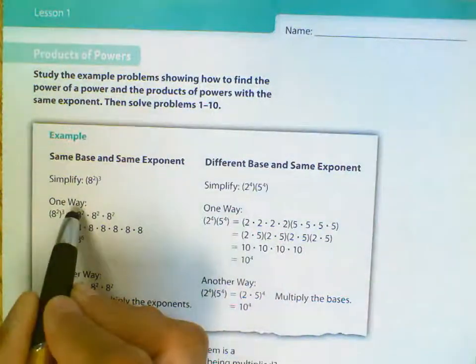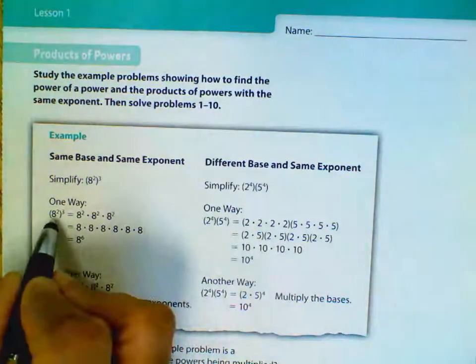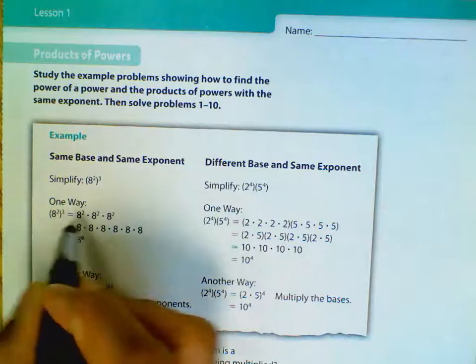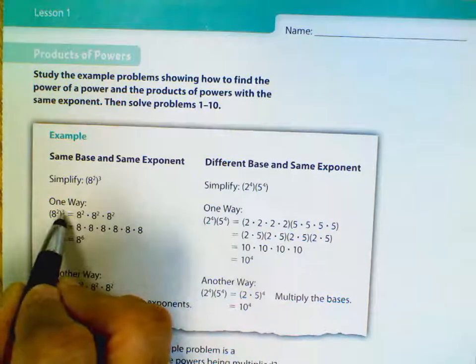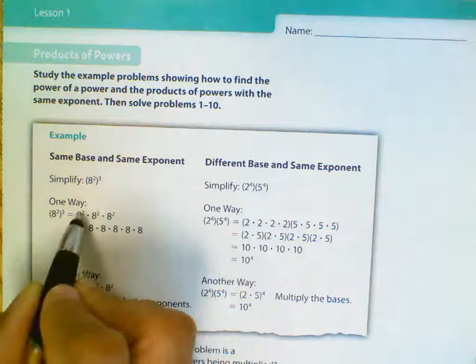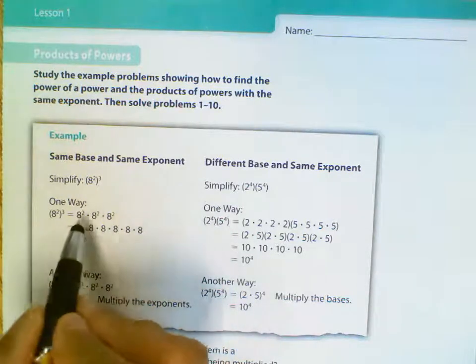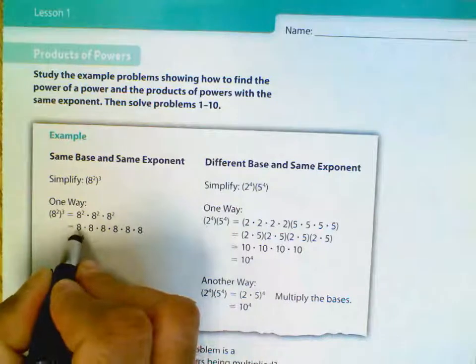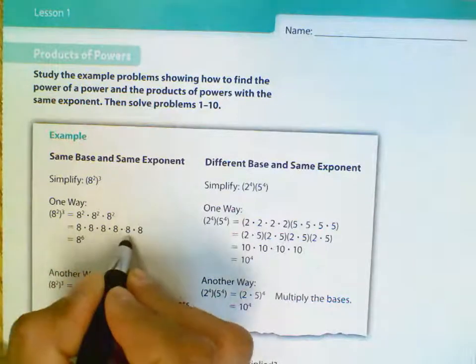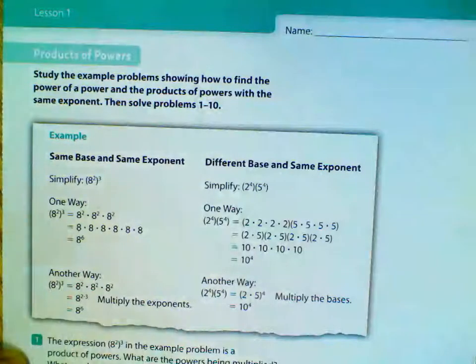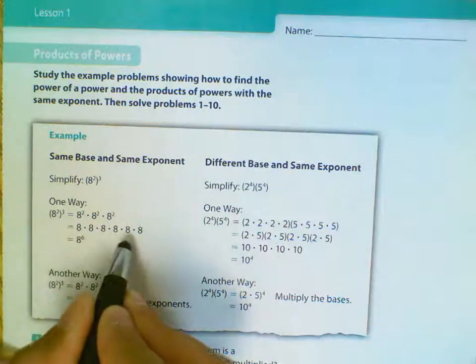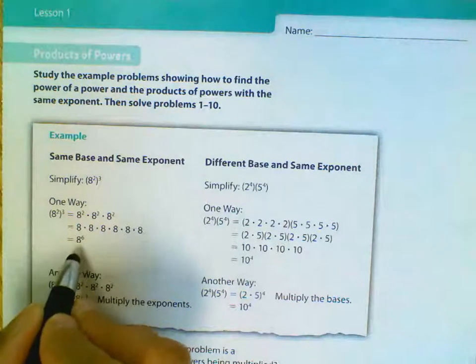So one way, the one that we went over, is to multiply the base with the first exponent, the number of the exponent outside. So 3 times 8 to the second power. This means that you have to multiply 8 times 8 times 8 times 8 times 8 times 8. And then you count 1, 2, 3, 4, 5, 6. So it's 8 to the 6th power.